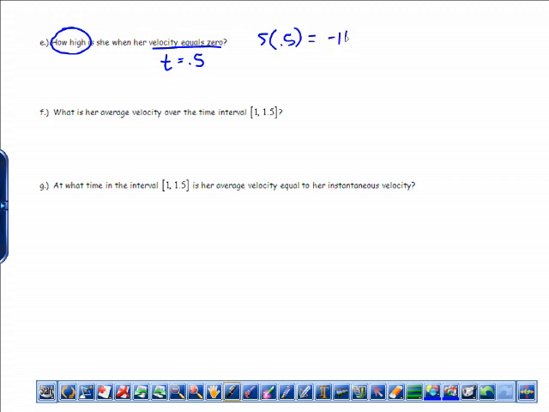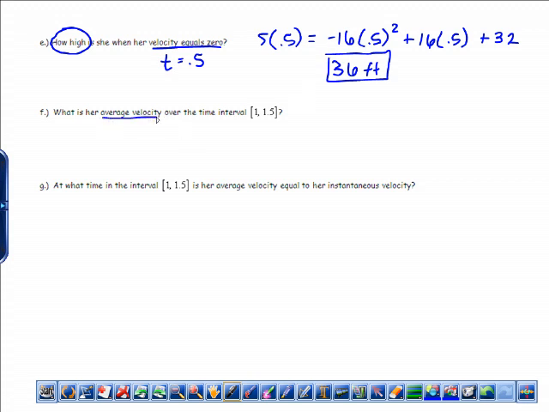And so this is going to be negative 16 times 0.5 squared plus 16 times 0.5 plus 32. Or you could have typed that in your calculator and then gone to the table. You have a lot of options here on how you actually solve it, but this is what you're doing. You're plugging 0.5 into the position function and you're getting 36 feet. All right, now let's look at the next one.